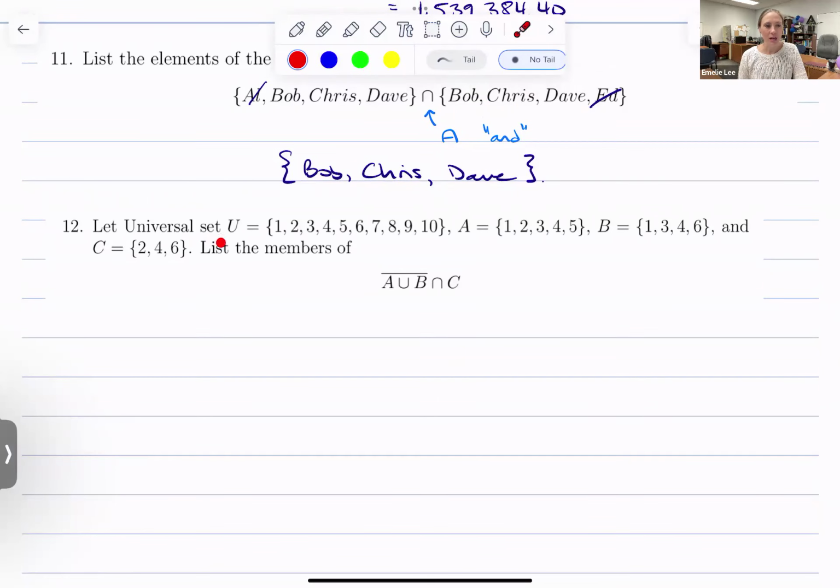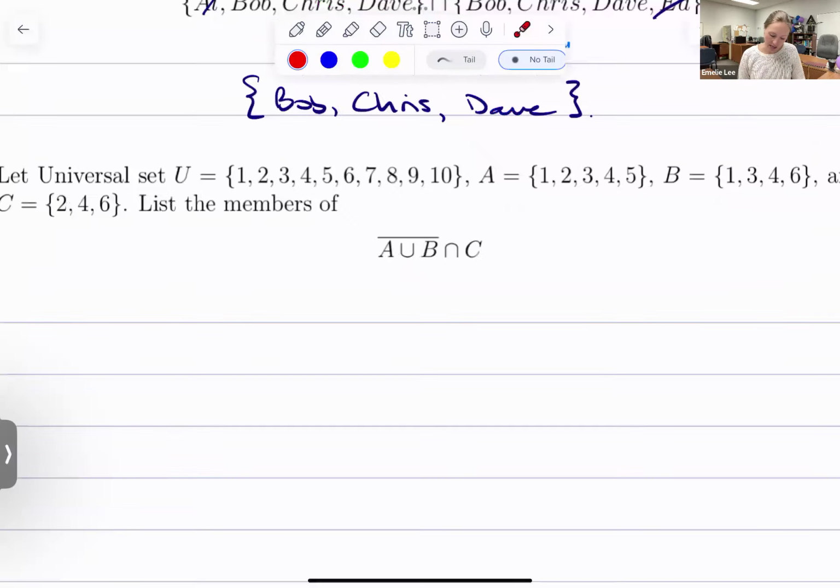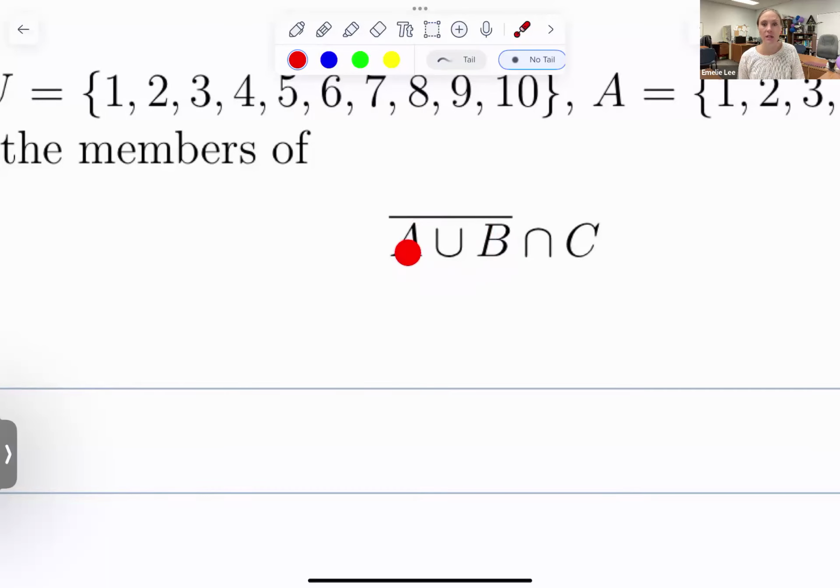Question 12. If we have a universal set 1 through 10, and A is 1 through 5, B is 1, 3, 4, 6, and C is 2, 4, 6, and we want to list the members of this compound set here, what we need to do is break this down. Just like in logic, you're going to start with the negation first. So you have A or B, but then you want the complement of it.